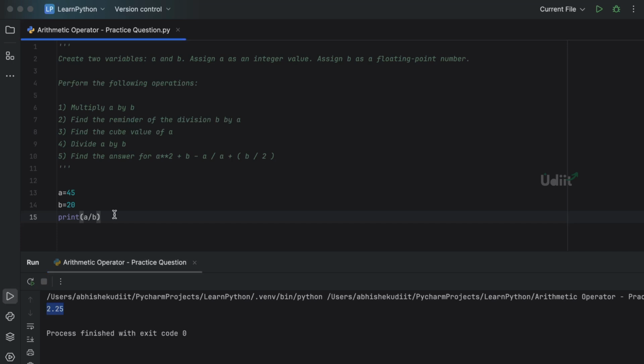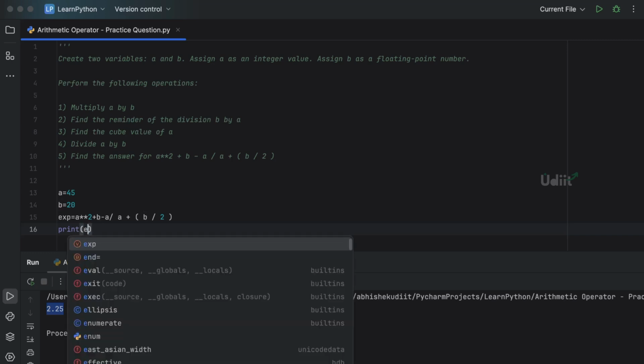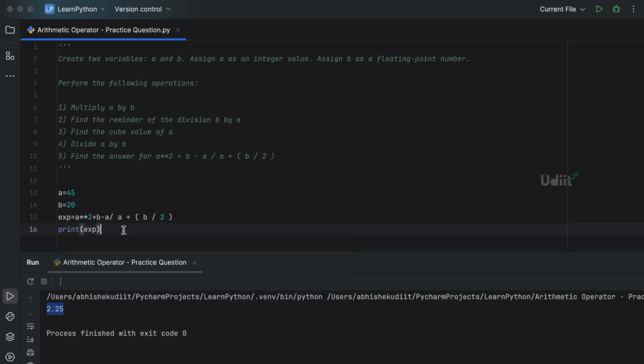So the last question is, I need to calculate the expression and then print the value. I'll just copy this and then I'll say expression is equal to, and paste it. So we have the expression. Now I'll calculate and print the expression. I'll run. The answer is 2054.0. Why we are getting a decimal point is because division is involved, right? So that's why the output is in float. So this is the solution to this question.